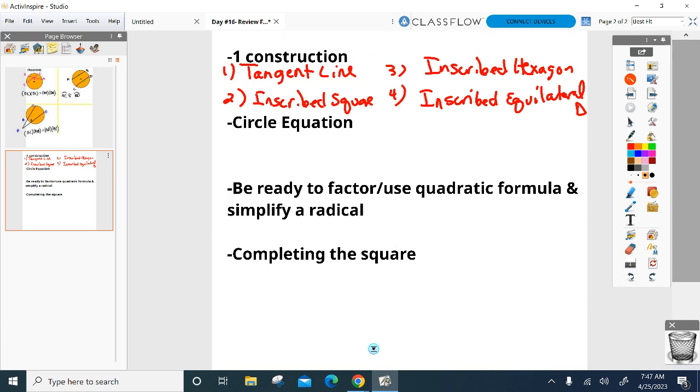All right? Here we go. Circle equation. Let's review that. X minus h squared plus y minus k squared equals r squared. What are the pieces that you need? H and k, the center, and you need the r value, the radius length.